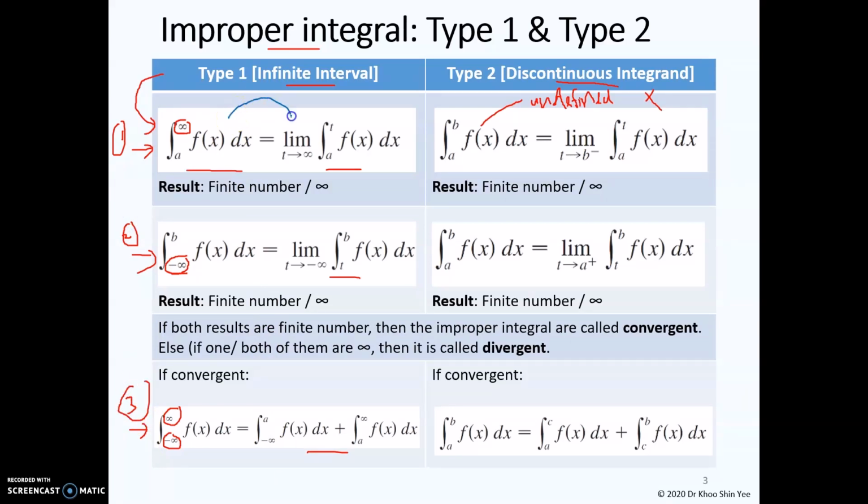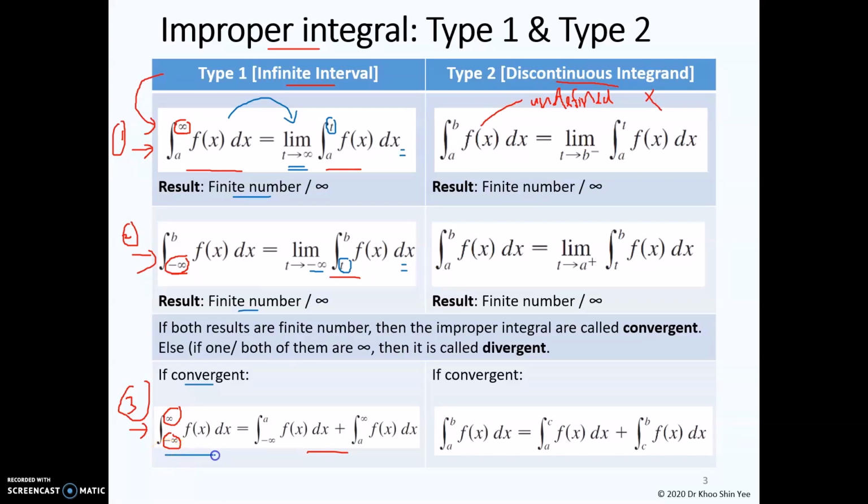You need to solve the problem by using the limit approach here, where you replace the infinity by a variable t, and then you take the limit for this variable approaching infinity or negative infinity. If the solution gives you some finite number, then we say it is converged and the solution exists. If you get an infinite solution, then it means that the solution does not exist and it is diverged.